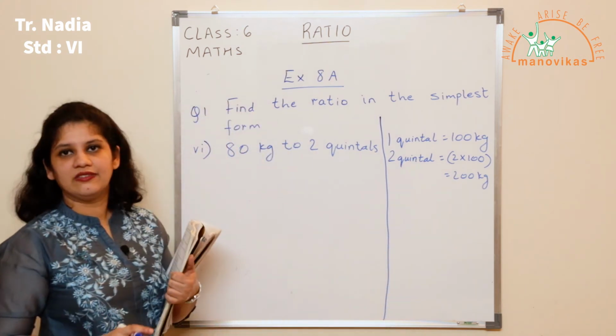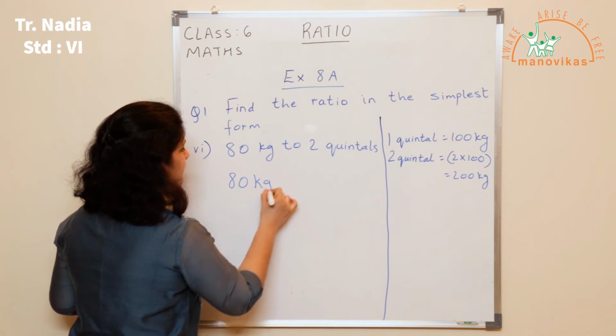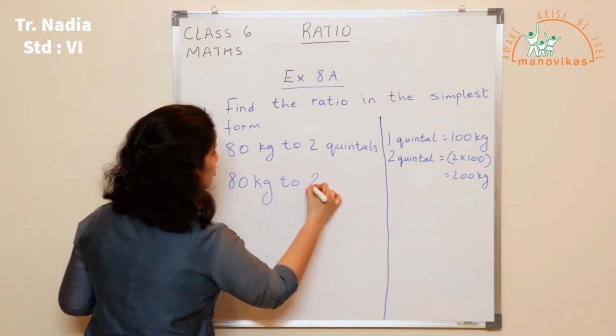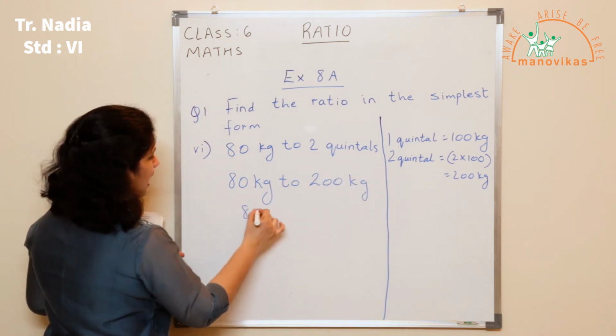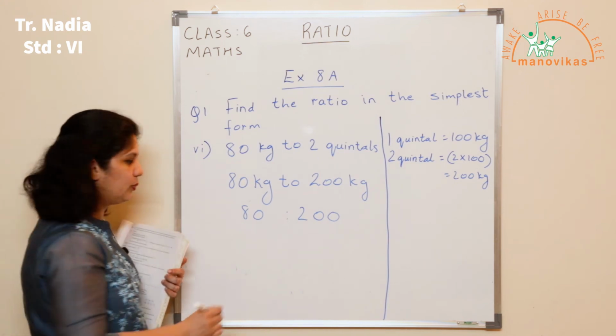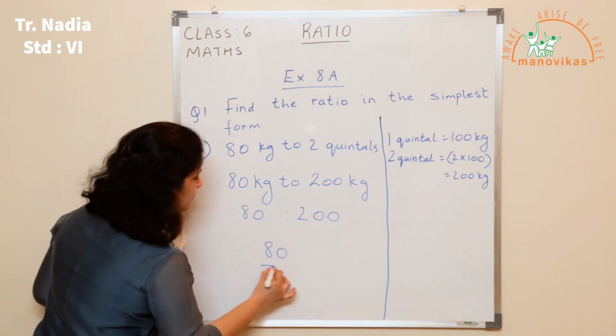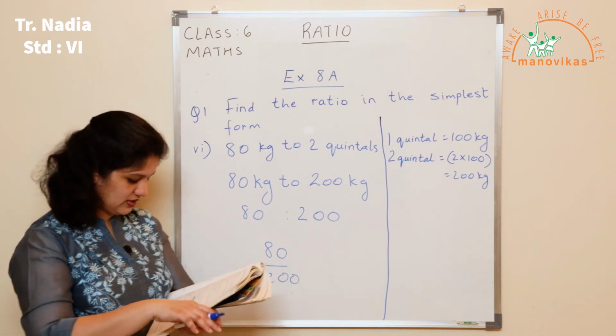So I have converted the quintals to kilogram. Now I can reword my question. It is 80 kilogram to 200 kilogram. Both are in kilogram. Now I will express them as a ratio. When you are writing as a ratio, don't put any units. Next step, simplify it and get your reduced ratio.